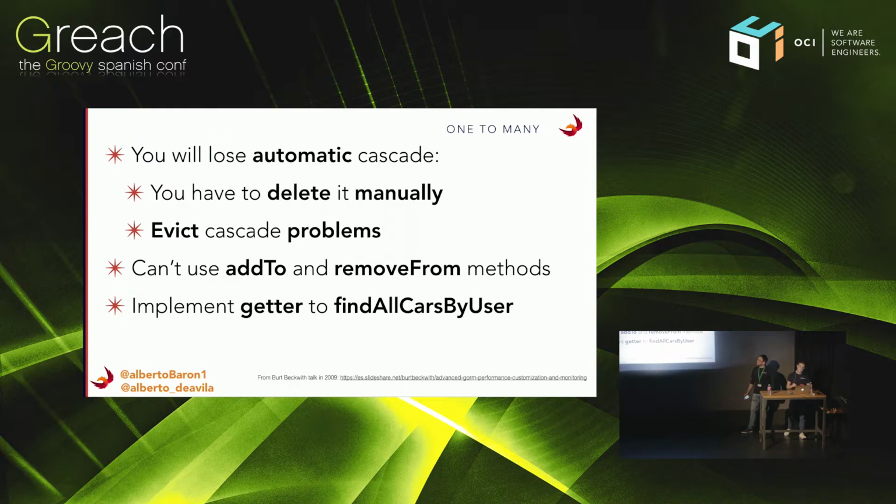So if you do something like that, you will lose automatic cascade. That means that you have to delete the instances manually because you lose the cascade, but you avoid the cascade problems that sometimes we have. You can use add to and remove from methods, and you will have to implement some methods like getters or finders to access the same functionality that we would have if we used the has-many relation.